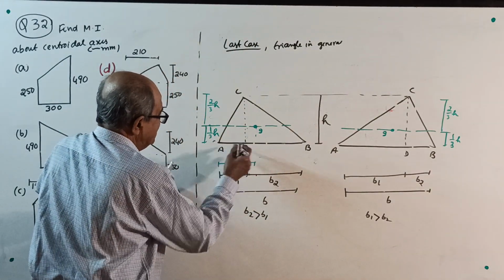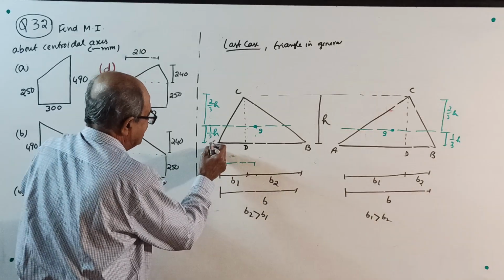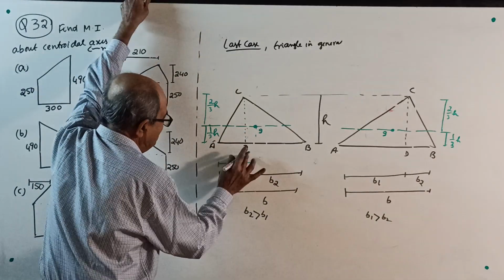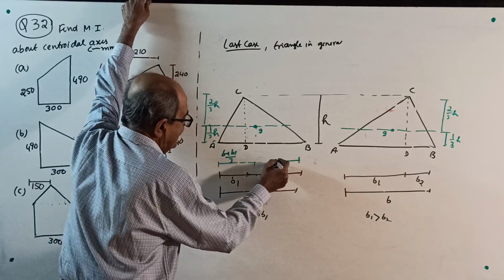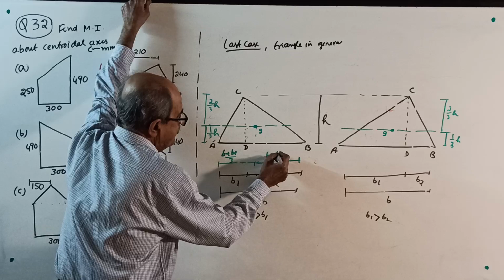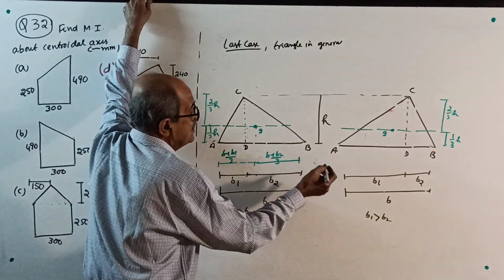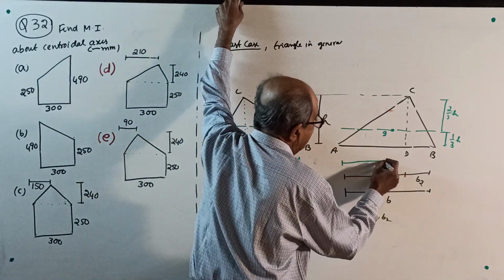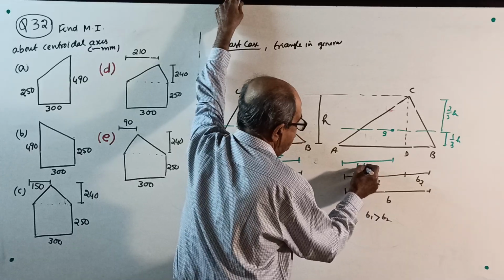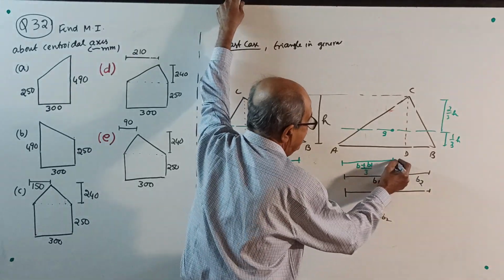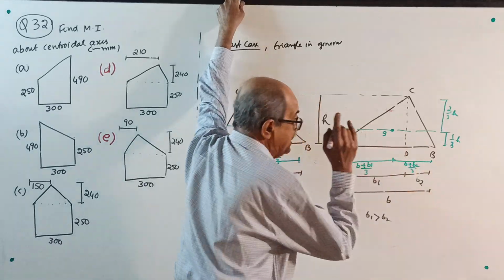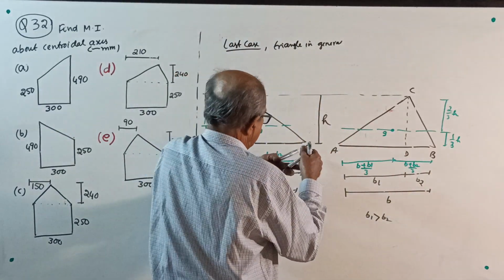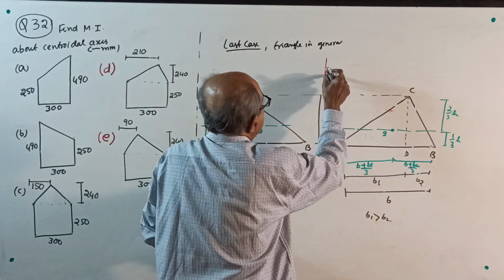Too much of structural engineering. This is B plus B1/3. From here, it is B plus B2/3. Here also, from here, this centroid distance is B plus B1/3. This is B plus B2/3. You write here, but, in red color, but.